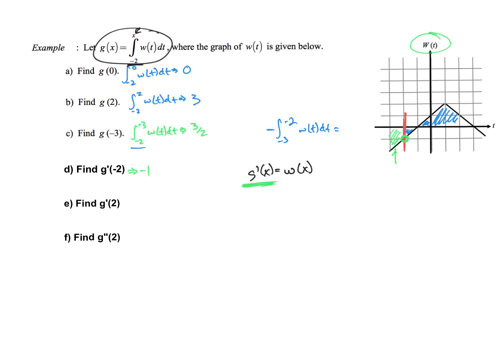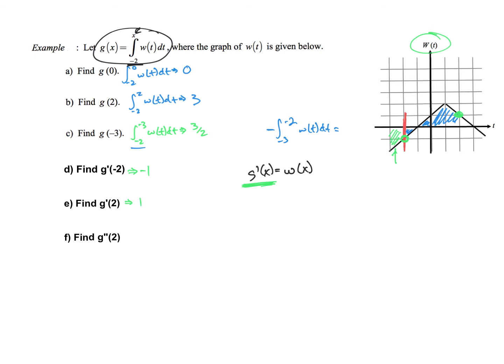All right, let's do another one. So now we're finding g prime of 2. Well, g prime of 2 is talking about just the value of w at 2, because g prime is equal to w of x. You see how we're doing? So what's g prime of 2? It's just 1.